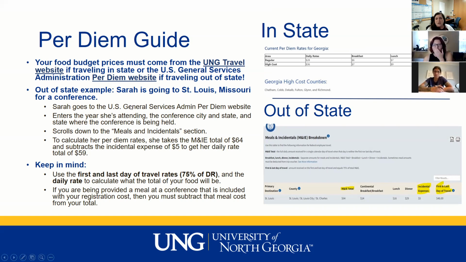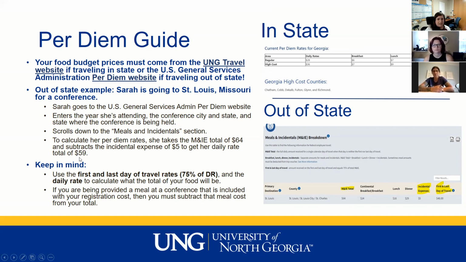So the example we have right here is Sarah's going to St. Louis, Missouri. She goes to the U.S. General Admin per diem website. She enters the year she's attending, the conference city and state, and where the conference obviously is being held. She scrolls down to the section, and we have a screenshot right here. So her meals and incidental total is 64, and then she subtracts $5 for her incidental. So that means her daily rate is 59.